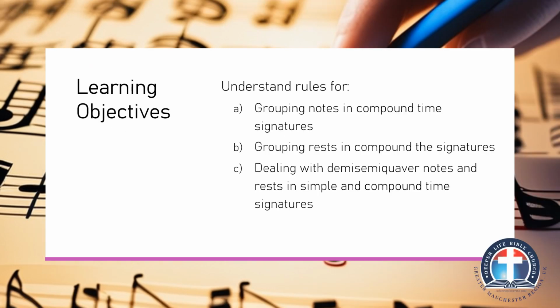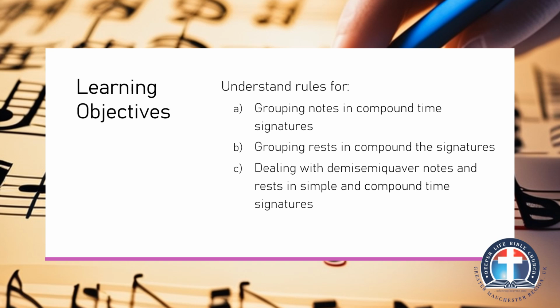The learning objective is as follows. By the end of this class, we expect that the students understand the rules for grouping notes in compound time, and also the rules for grouping rests in compound time. And we will be dealing with a new note that we've not dealt with in Grade 1 and Grade 2. We've left the note for quite a long time, and that's the demisemiquaver. We'll be looking at how to deal with demisemiquaver notes and rests, how to group them, how it works, both in simple and compound time signatures.